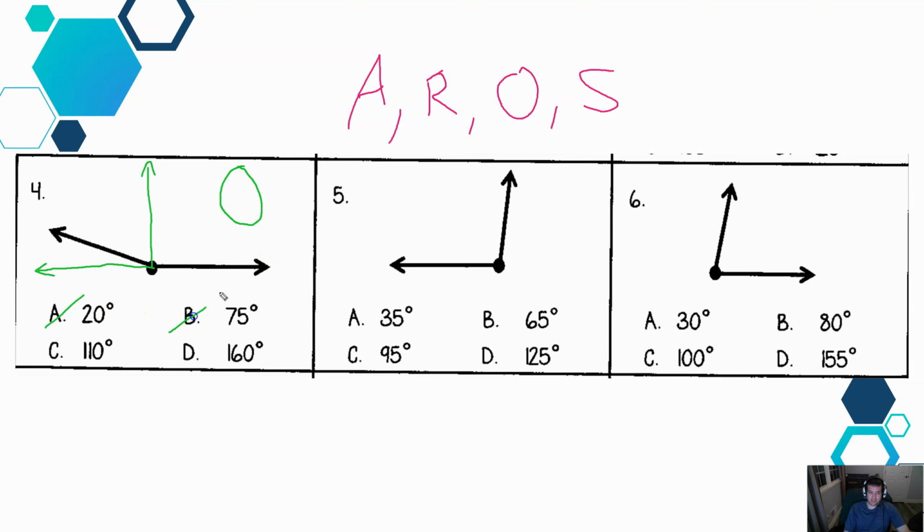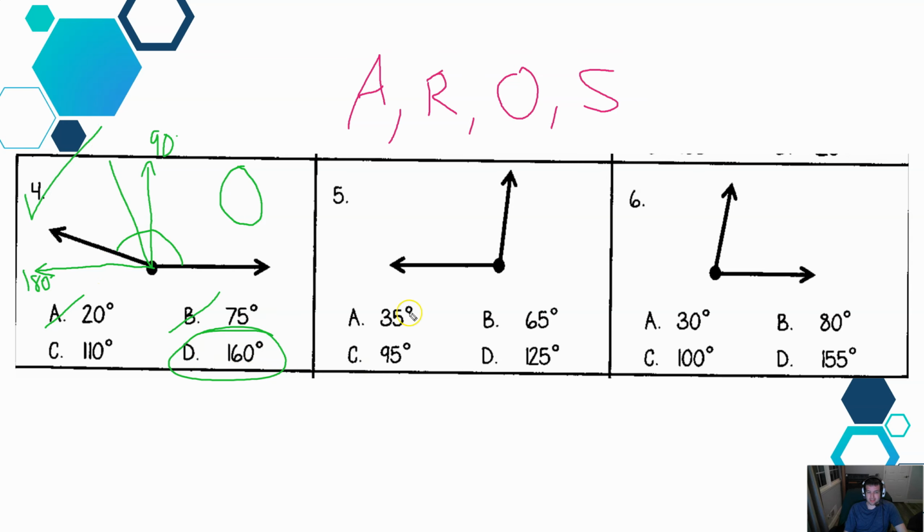Now immediately I can eliminate A and I can eliminate B because those are both acute measurements. Then I have to determine, is it 110 or 160? Now remember, here's the 180 degree mark, and here is the 90 degree mark. Now 110 would be closer to 90, probably something more like this, right? Or more like that. This seems to be bigger than that. It's closer to the 180 than it is the 90, so I would say D, 160.